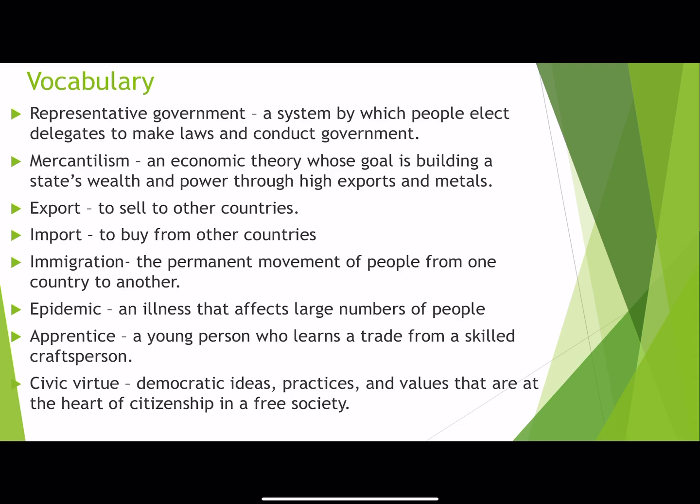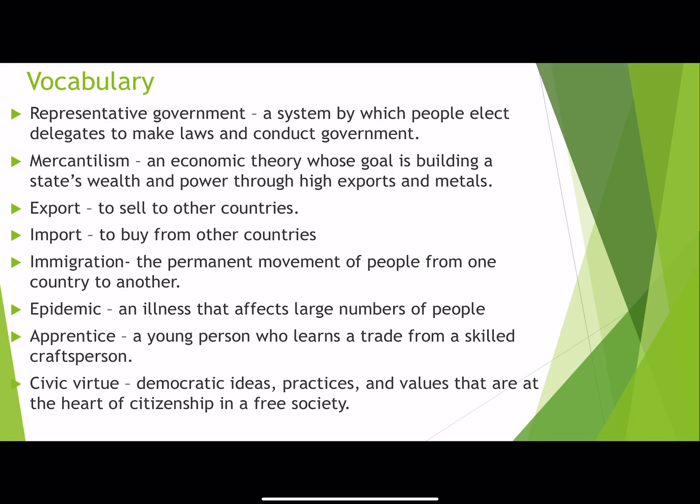Okay, so immigration is where the slaves were being brought to America. That was the immigration there. They were being brought to America and permanently staying there. People coming from England or from a different country and permanently staying in America was creating immigration.